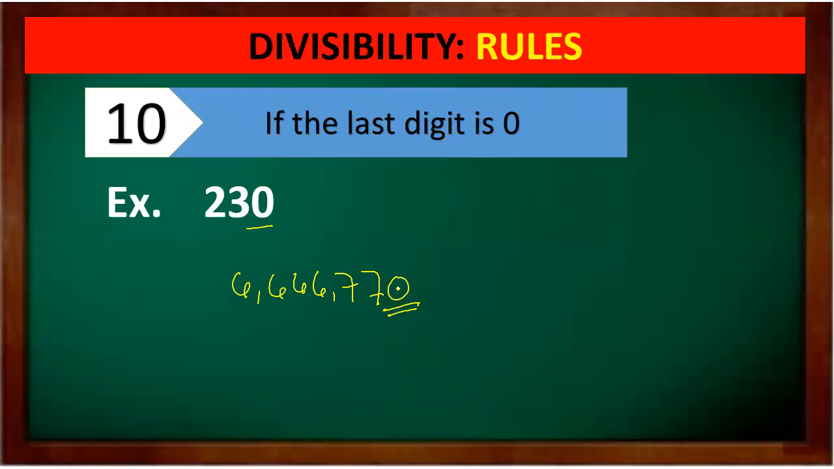Okay? So yun, very easy ang 10, di ba? All you have to do is look at the last digit. If it's 0, that is divisible by 10. If it is not 0, then therefore that is not divisible by 10. Okay? So those are the rules on the divisibility.